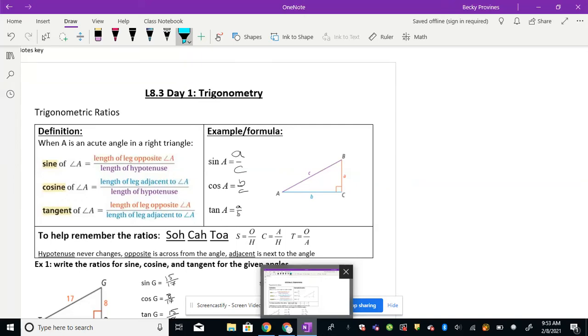Welcome back, everybody. Today is going to be our first day of trigonometry. Some of you may have heard this word before, but trigonometry is a specific type of math where you study the relationships between the angles and sides of a triangle. It's pretty much asking the question: if I have this angle measurement and these side lengths, what are the rest of the side lengths of a triangle going to be?